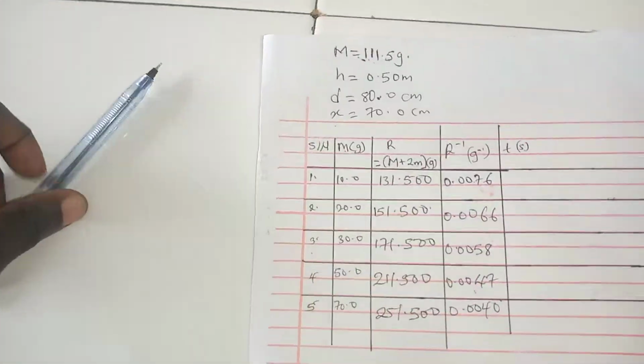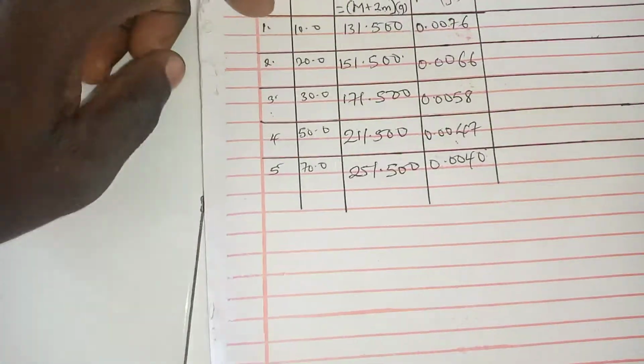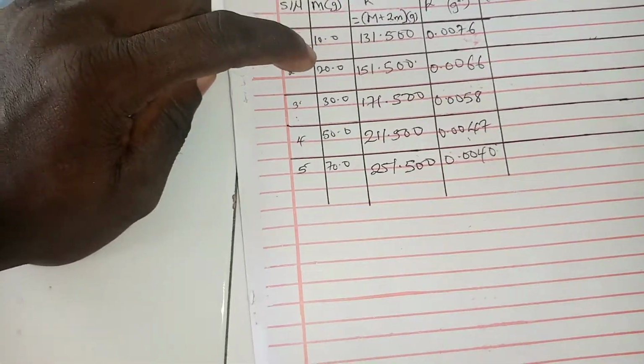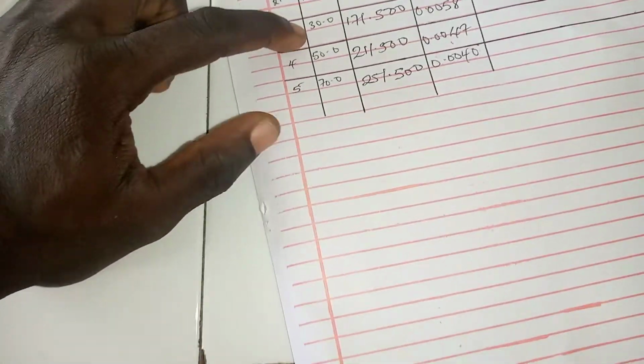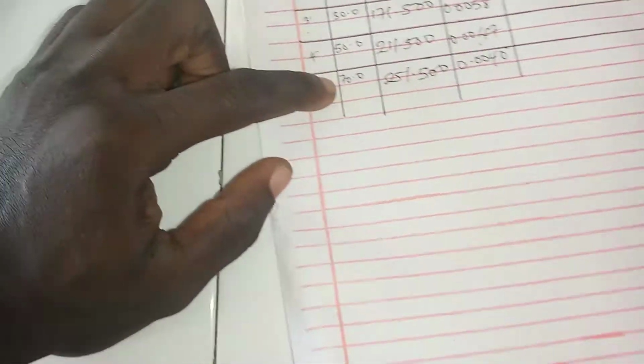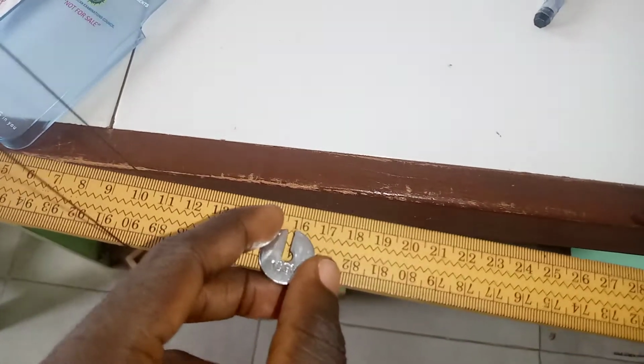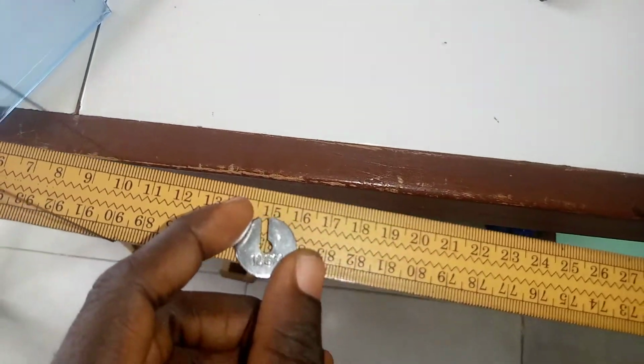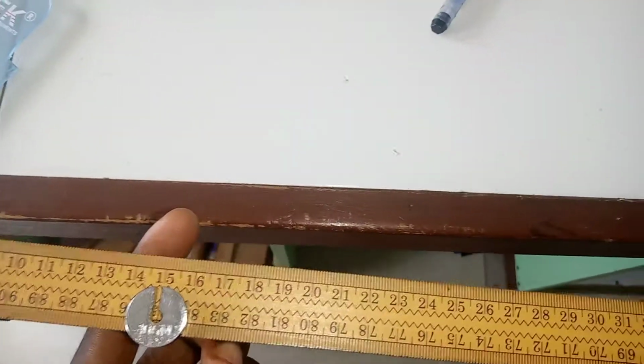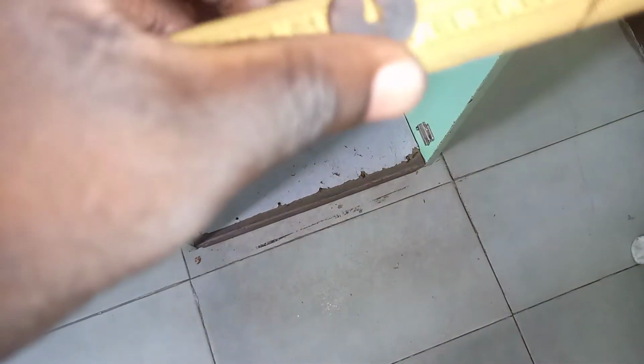Then after which we are going to have slot masses of two pairs each. I have 10 grams, 20 grams, 30 grams, 50 grams, and 70 grams. Each of these we are going to put in pairs on either side of the meter rule. So the first 10 gram, I place it at the 15 cm mark. Then the other 10 grams, I'll place it at the 85 cm mark.